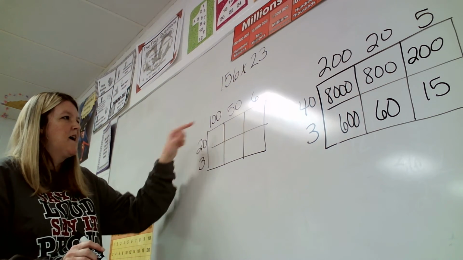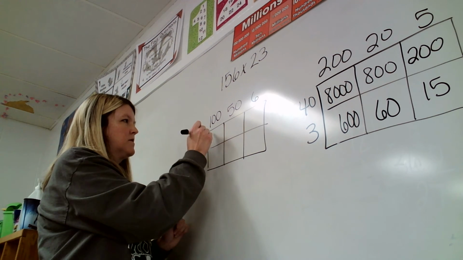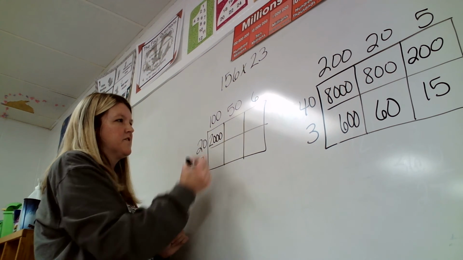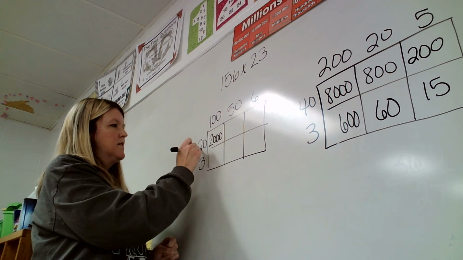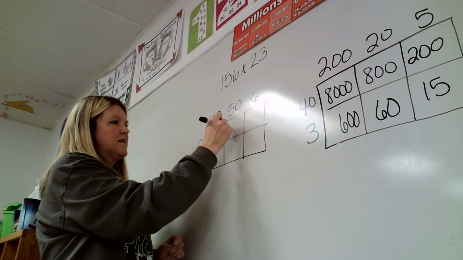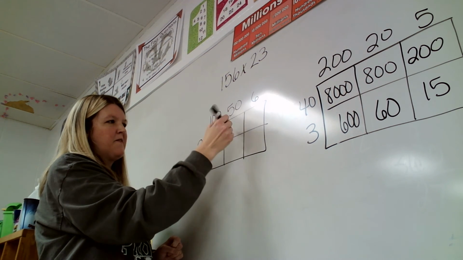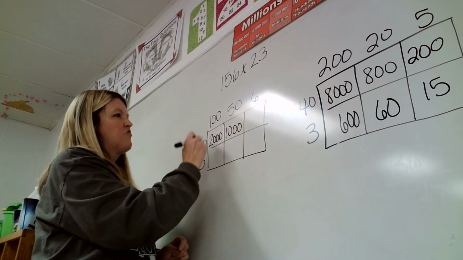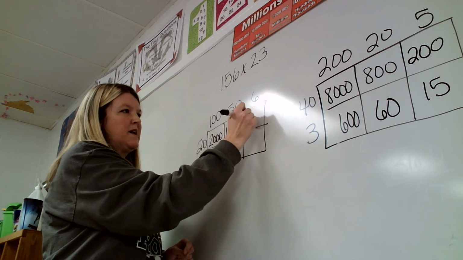So 20 times 100. I know 2 times 1 is 2. So 20 times 100 is going to be 2,000. 2 times 5 would be 10. But since it's 20 times 5, it's going to be 1,000. And then I've got 20 times 6 is going to be 120.